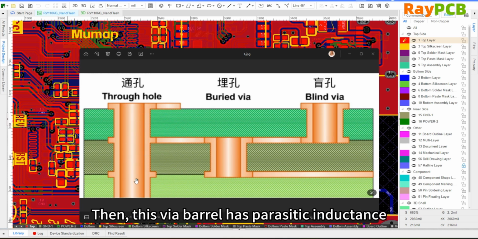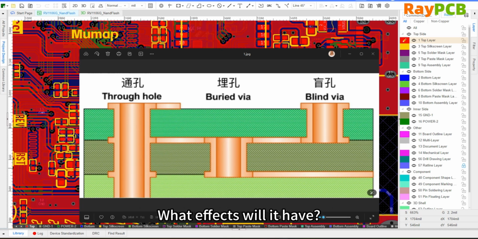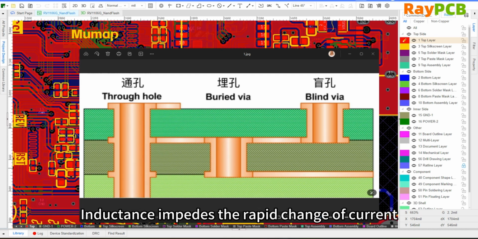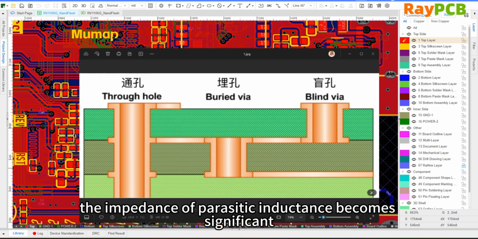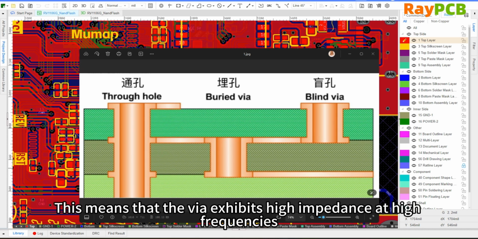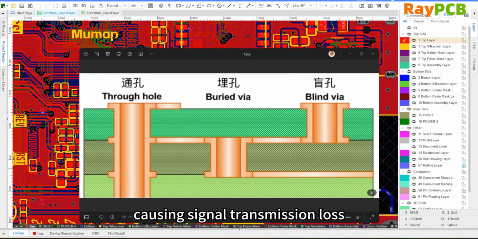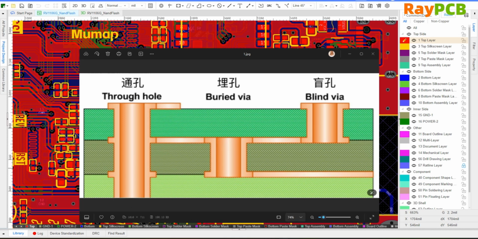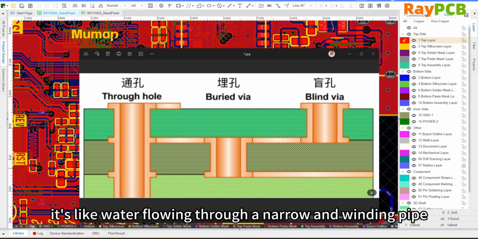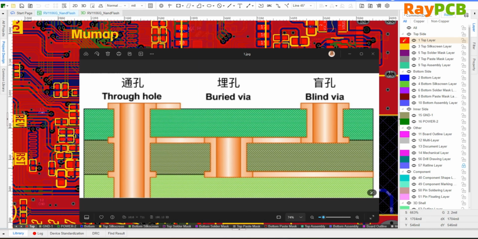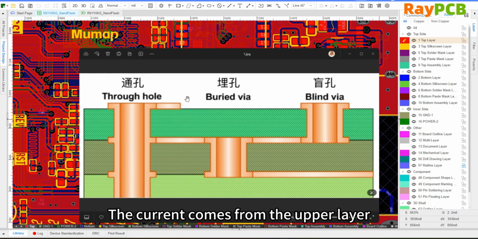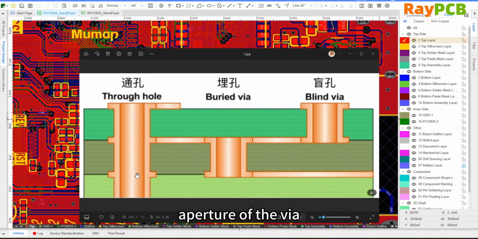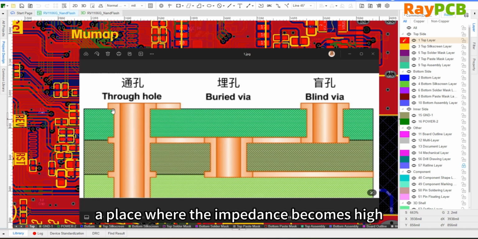So what impact does this have? Inductance resists changes in current. At high frequencies, the impedance caused by parasitic inductance becomes significant. This means that vias exhibit high impedance at high frequencies, leading to signal transmission loss, possible voltage drops, and ringing. Imagine it like water flowing through a narrow and winding pipe. It will create significant turbulence. The same goes for current. When current flows from the upper layer and then suddenly passes through such a small via and its barrel before transitioning to other layers, this acts as a small but high impedance obstacle.